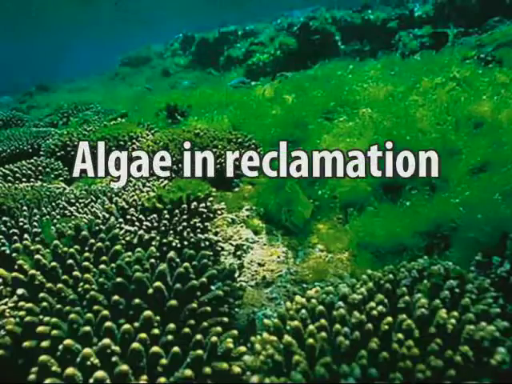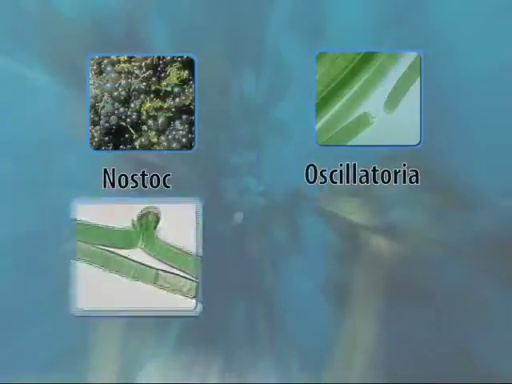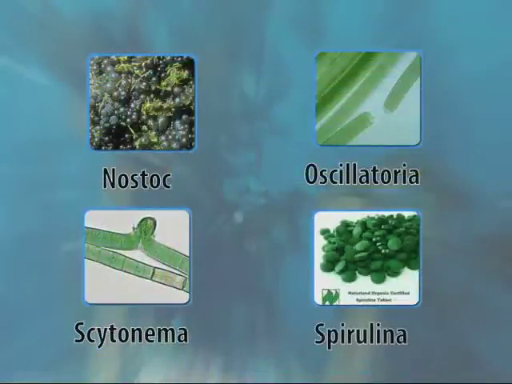Next is the use of algae in reclamation of alkaline or usar soils, that is, those soils which do not have the potential to facilitate normal cultivation of plants. In those soils, it has been seen that if we add blue-green algae like Nostoc, Oscillatoria, Cylindrospermum, Spirulina.